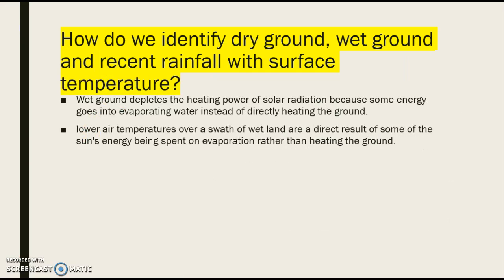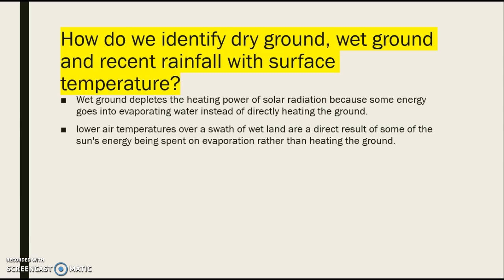So the next topic that I'm going to be talking about is how do we identify dry ground, wet ground, and recent rainfall with surface temperature. So we've already learned how to measure the surface temperature, but now we need to figure out the conditions of the ground. So wet ground depletes the heating power of solar radiation because some energy goes into evaporating water instead of directly heating the ground.